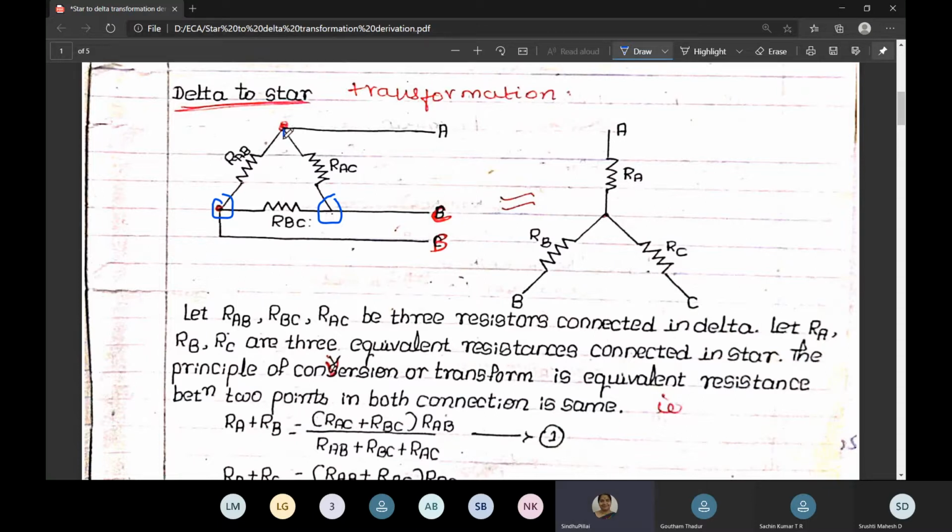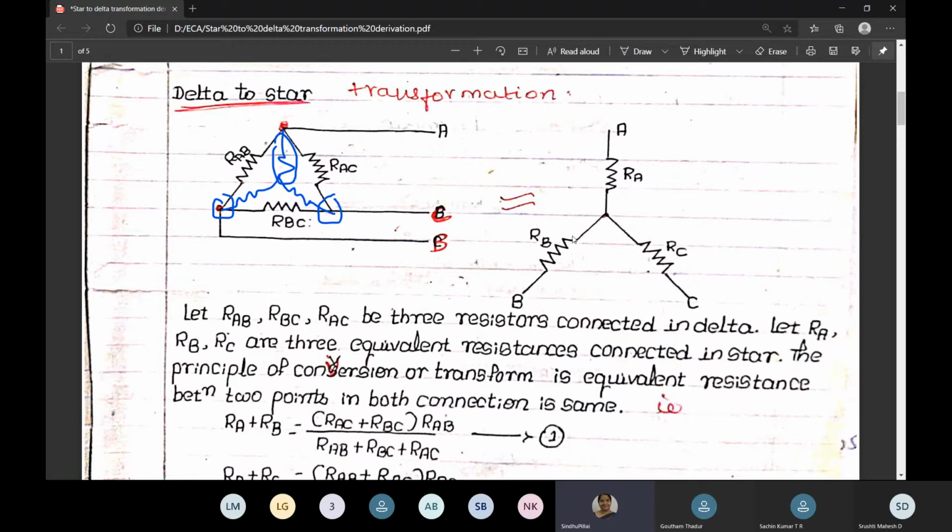See, I will just put the network here. Okay, so this is the network now. If you consider this as RA, this RA is between what? It is between RAB and RAC. So RA is equal to RAB into RAC divided by summation.